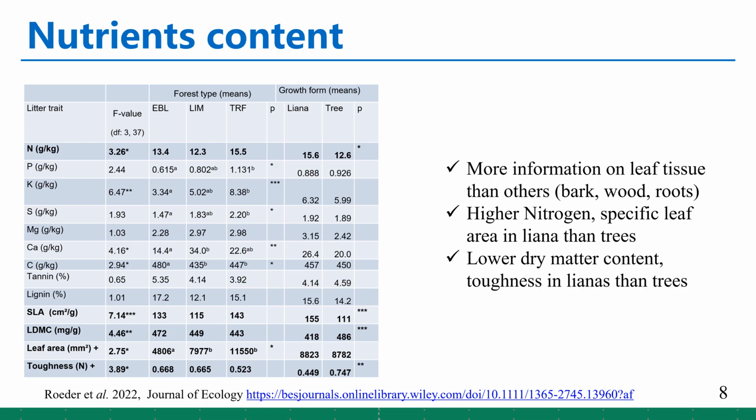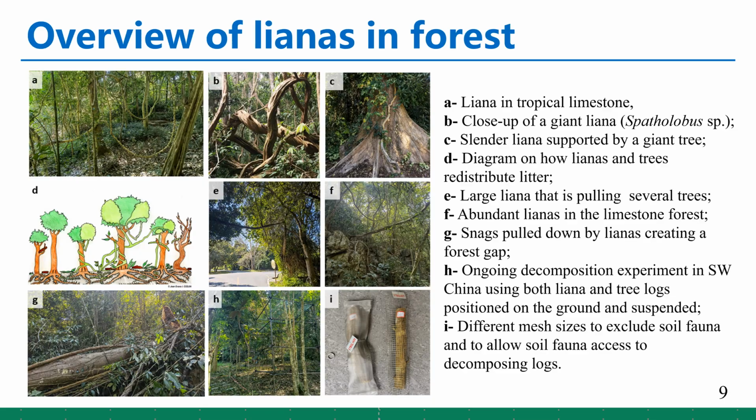In the following slide, I will show an overview of lianas in the forest. On these panels, I wish to make a case for more interest and research on lianas. These panels exhibit special features of lianas. Lianas can grow on limestone soil. They can be giant, like Spatolobus. They invest less in structural wood. Lianas can redistribute litter and nutrients within forests. Lianas can pull together several individual trees. They can create gaps, as depicted by the falling of this snag, perhaps due to senescence and the heavy load of lianas on top of the crown.